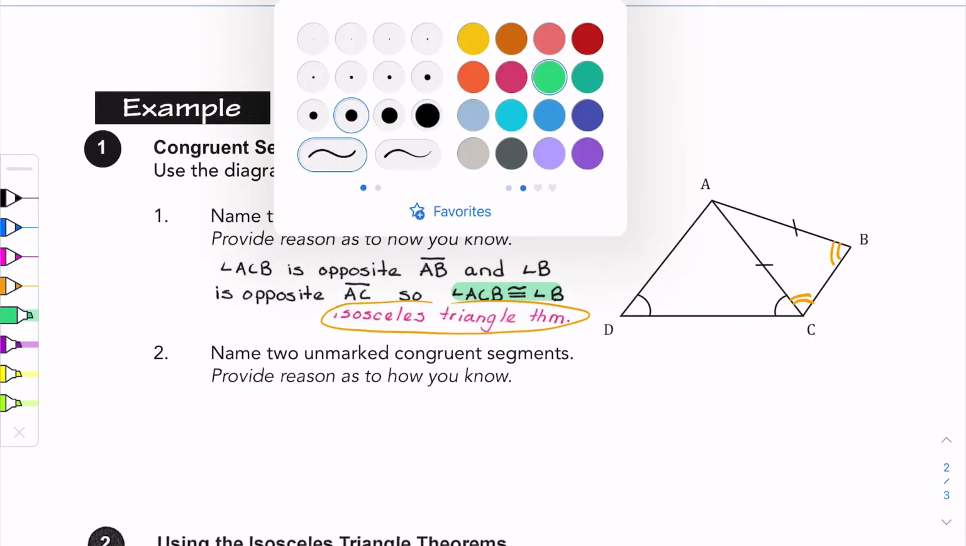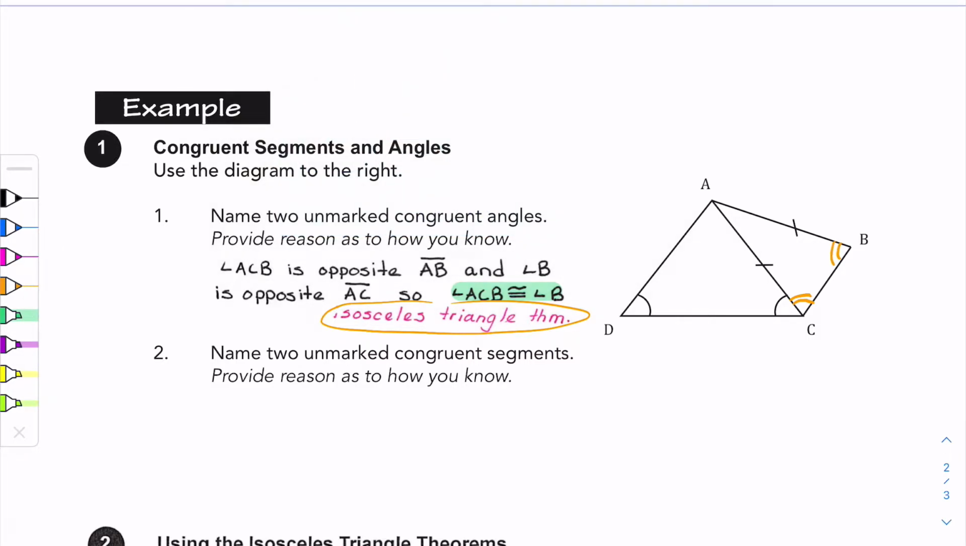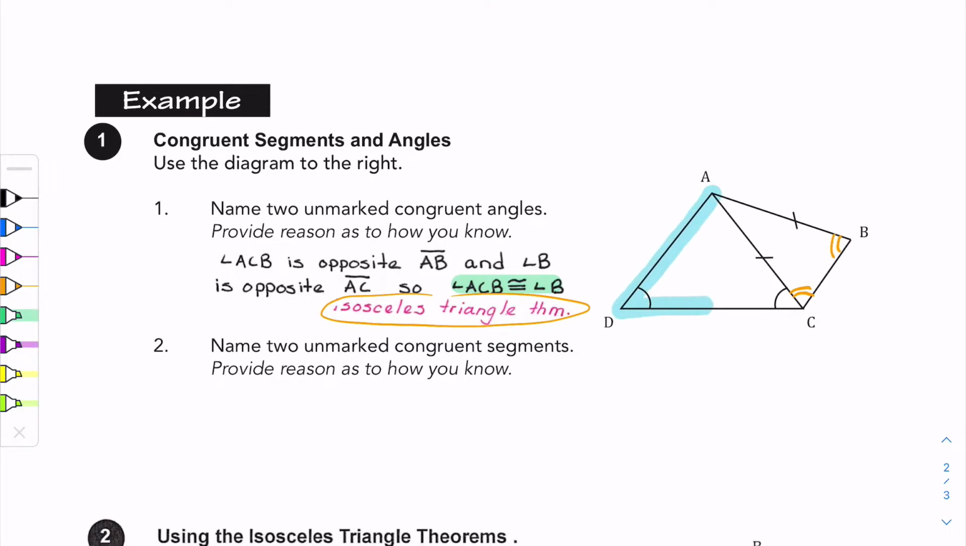For number two, it says to name two unmarked congruent segments. Here I have another isosceles triangle, different than the first one that I highlighted. I see that I have congruent base angles. So based on the converse of the isosceles triangle theorem, if you have congruent base angles, then the legs across from that are also congruent.